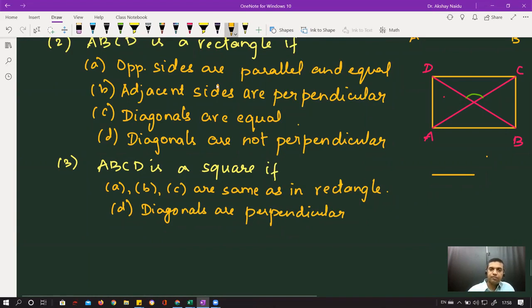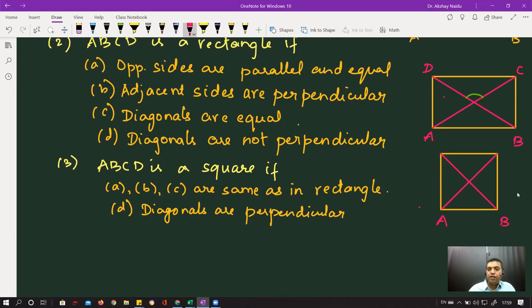Sorry. So anyway, I'm not sure that in a square, diagonals will be equal to each other. So you have A, B, C, D. That's the difference.